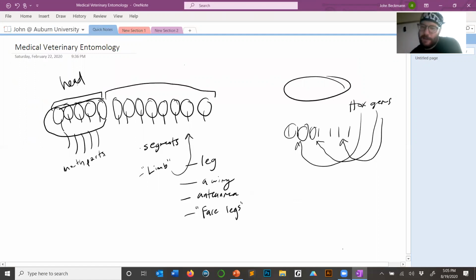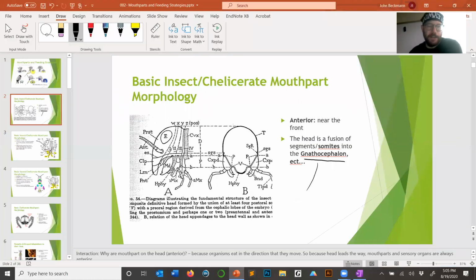I think that's a really fascinating thing about insect evolution and development, that the head is actually this fusion of segments. And here I have a term, somites, which I think is the precise term for those segments, or maybe the plates on each segment. You'd have to fact check me, but you get the point.